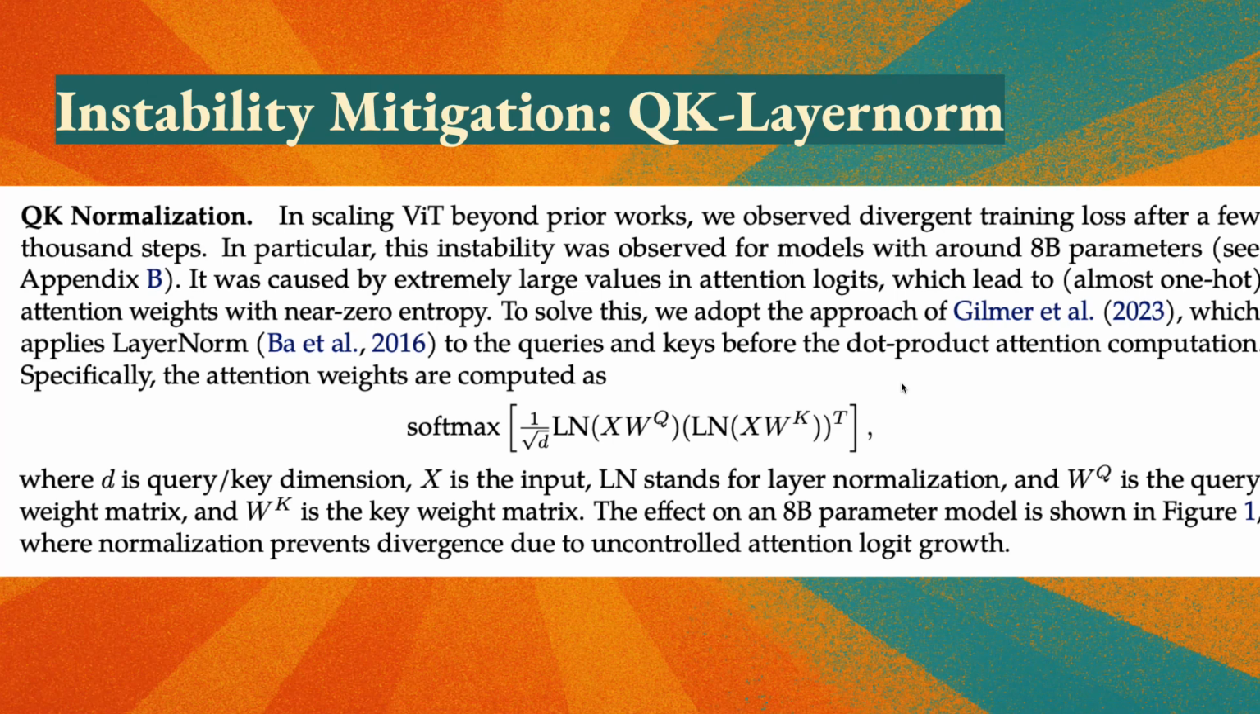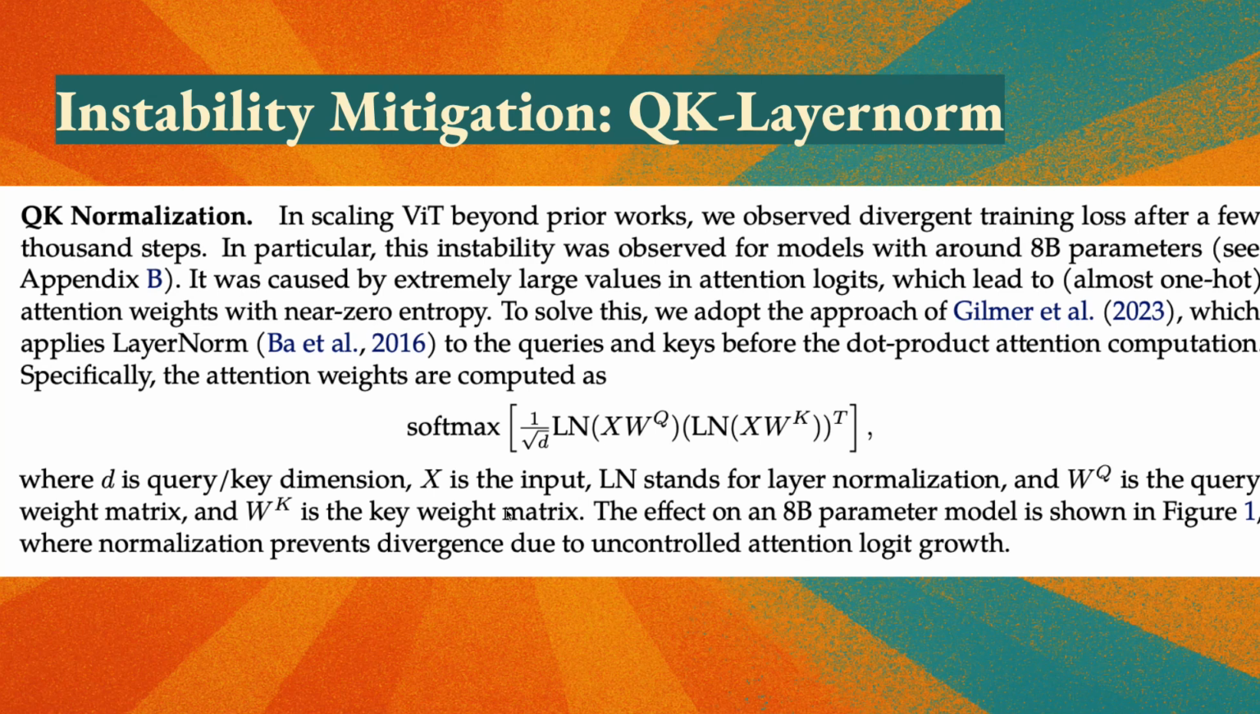So how do we mitigate this attention logit growth? We do so by implementing what's called QK-layernorm, and this is from the Degani paper that was referenced. So they observed divergent training loss after a few thousand steps. This instability was observed for models with around 8 billion parameters. It was caused by extremely large values in attention logits, which lead to almost one-hot attention weights with near zero entropy. So they applied layer norm to the queries and the keys before the dot product attention computation.